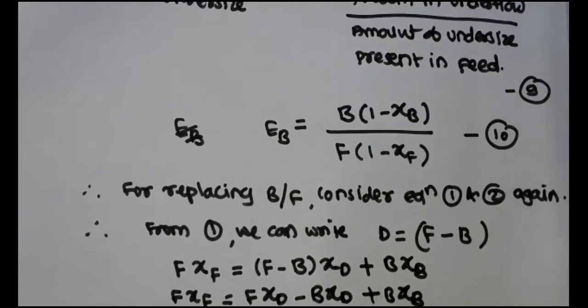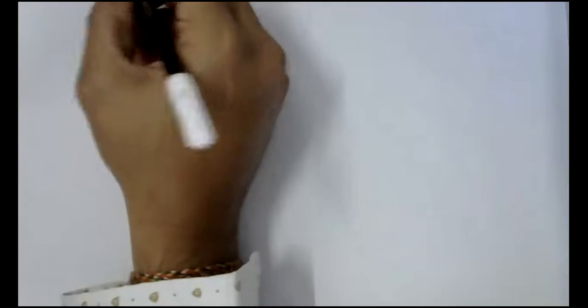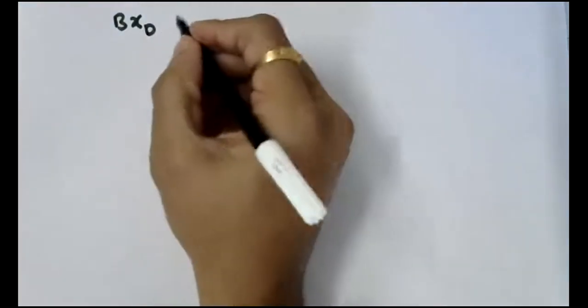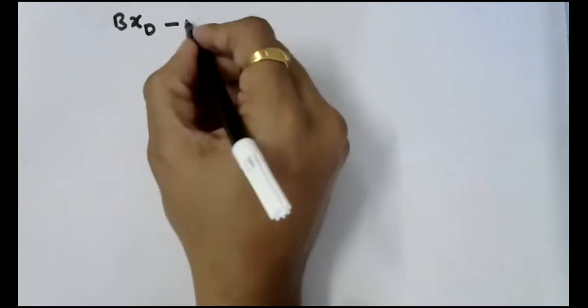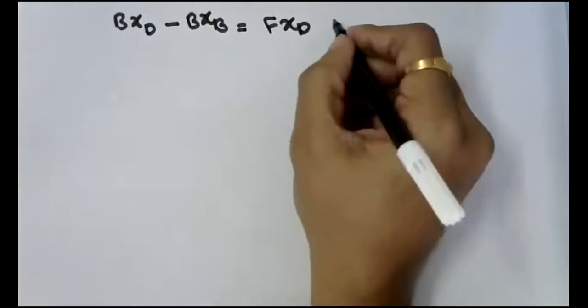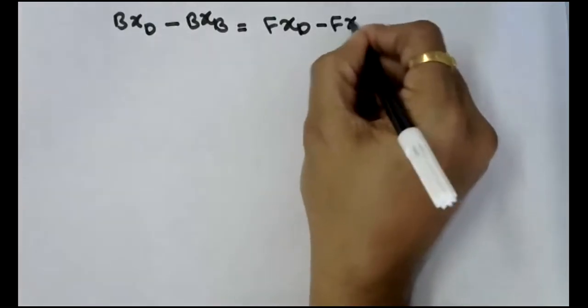So again rearrange the terms, collect the terms of F on one side and the terms of B on another side. So what we will do is, we will take all the terms of B on LHS and the terms of F on RHS, and we'll just take B and F common from the expression. So minus B XD, if you take to LHS, it will be plus B XD, and plus B XB, if you take to LHS, it will be minus B XB, is equal to F XD, and if you shift F XF to RHS, then it will be minus F XF.